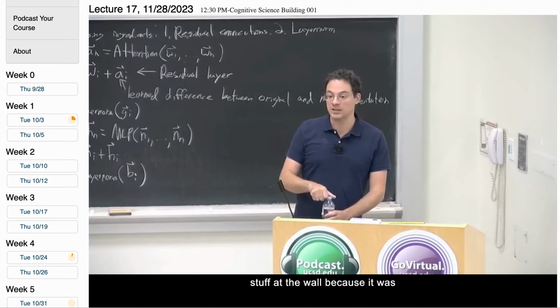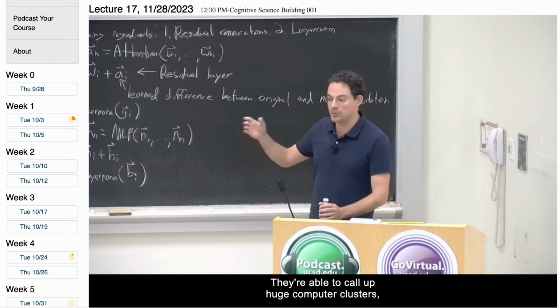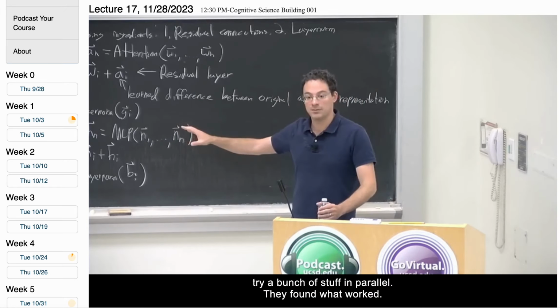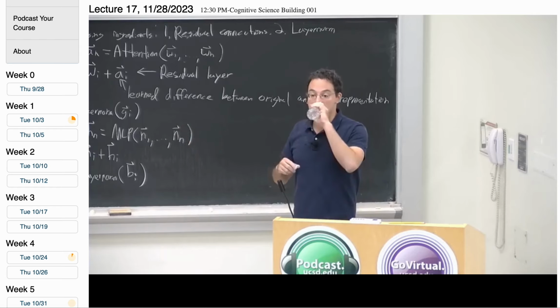And they were able to throw a bunch of stuff at the wall because it was discovered at Google, where they had huge amounts of compute. So they were able to just call up huge computer clusters, try a bunch of stuff in parallel. They found what worked. That's where the genius came in.